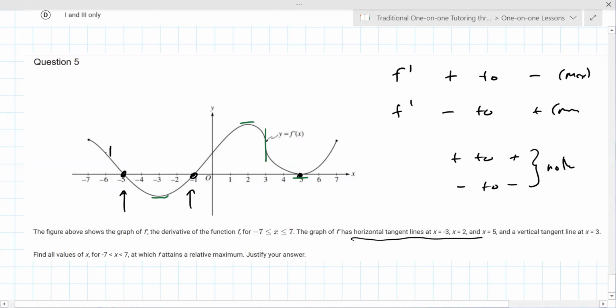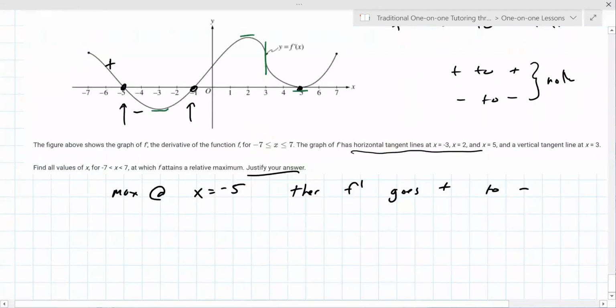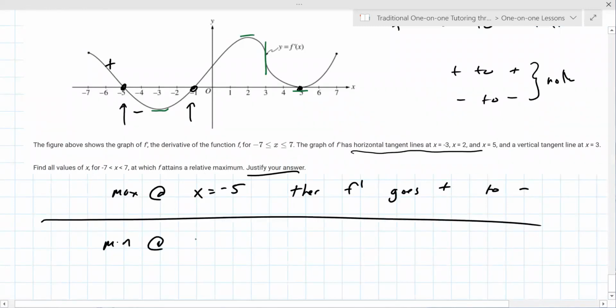So the derivative goes from positive to negative. So that's a max. Max at x equals -5. Justify your answer: you can just say f prime goes positive to negative. And then -1 is a min. It's not asking for that, so you don't want to include that in your answer, but it's a min at x equals -1, where f prime goes negative to positive. But nothing else, no other points.